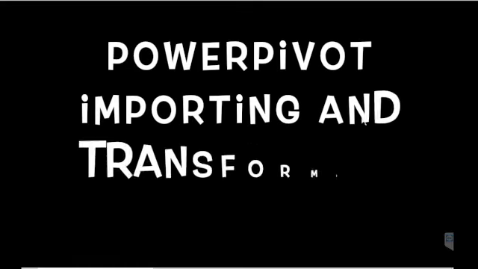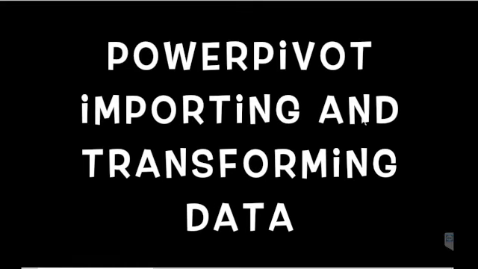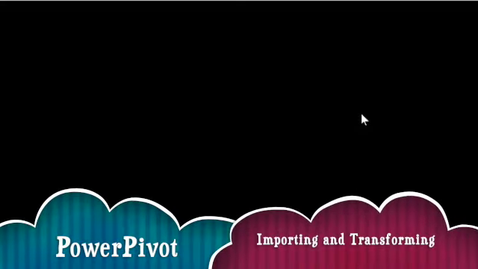I'm going to display the process whereby PowerPivot imports data and then manipulates and transforms the data, adds it to the data model, and then performs some action such as the creation of a pivot table.